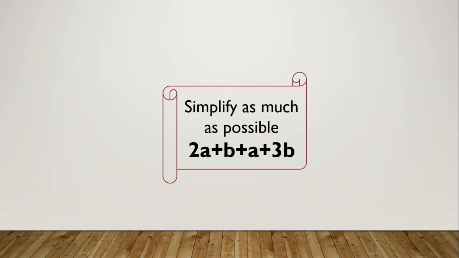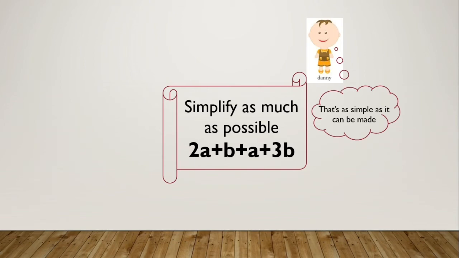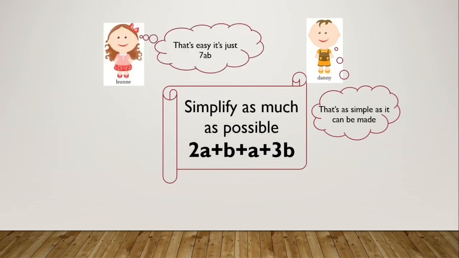So how can I simplify this? Well, this guy here, Danny, says that's as simple as it can be made. Well, he's wrong. It can't be. Let's see, Leanne, what does she say? That's easy. It's just 7ab. Oh my goodness me. That's terrible. No, it's not.